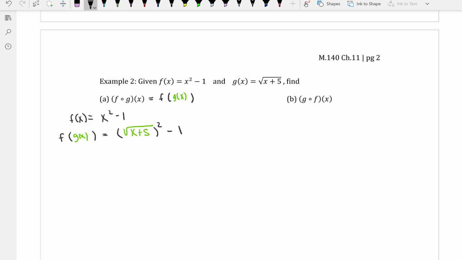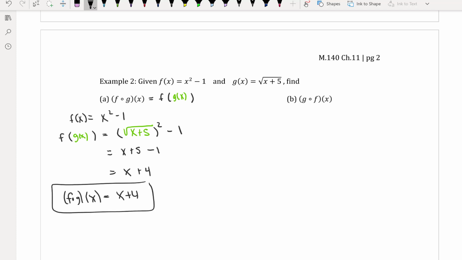So the cool thing about this is that the square root and the square cancel, so I'm left with just an x plus 5 minus 1. So I'm left with an x, and 5 minus 1 is a positive 4. So f composed with g with respect to x is just x plus 4. And so that will be my final answer.